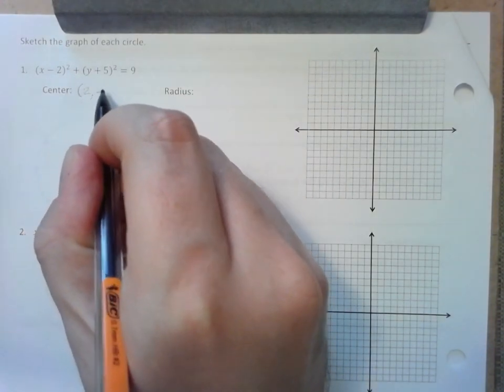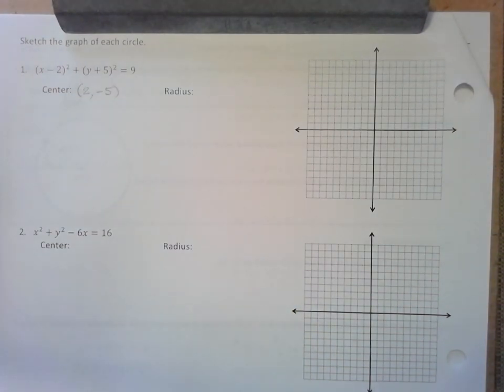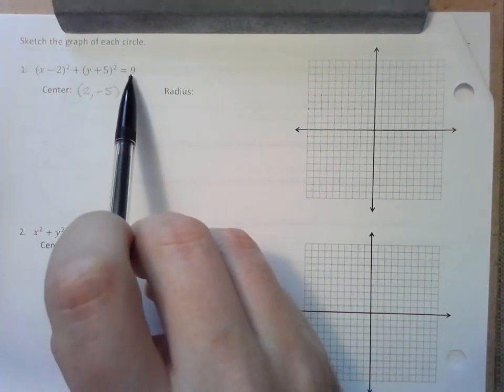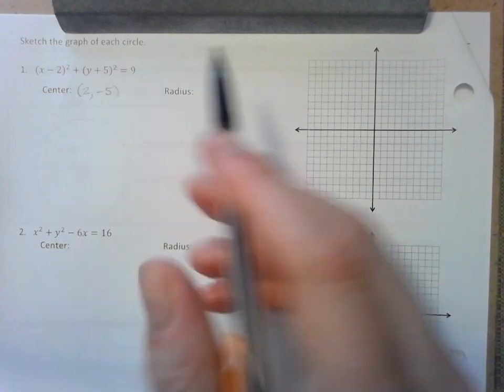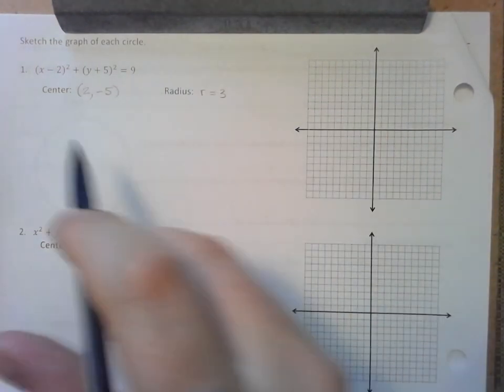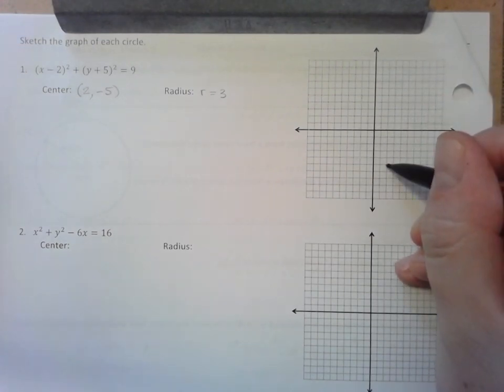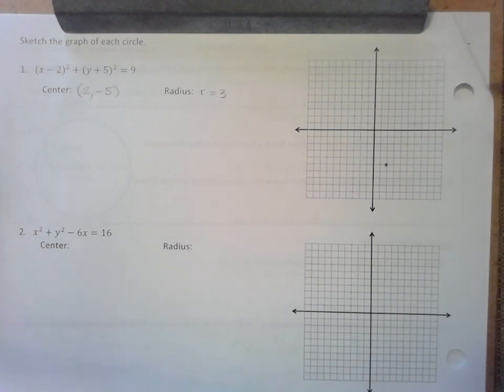Positive 2 and negative 5 translates 2 units to the right and 5 units down. What is the radius? The radius squared is 9. If the radius squared is 9, that makes our radius equal to 3 units. So let's first start by placing the point 2 to the right and 5 units down. This is our center. All points on the circle have to be 3 units away.